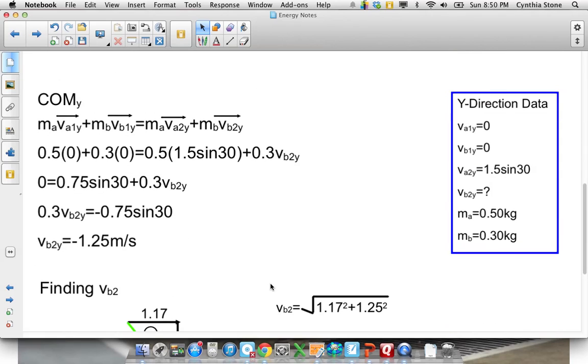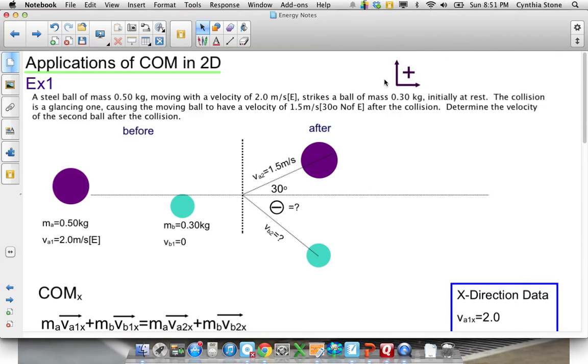Here we go. So in the y direction, they both initially have no velocity in the y direction. We know A2y has 1.5 sine 30. Sorry, I'm going to scroll here. I did call something positive. You do have to be careful because this is going to have a negative y component, right?